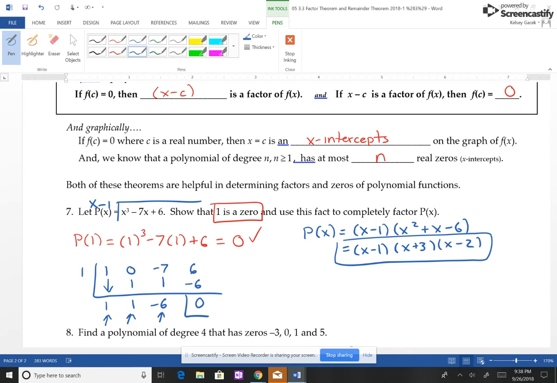Number 8 and 9 on this page are review with writing equations and working with zeros. So go ahead again, take some time, answer those questions, check back, and see if you got the correct answer.